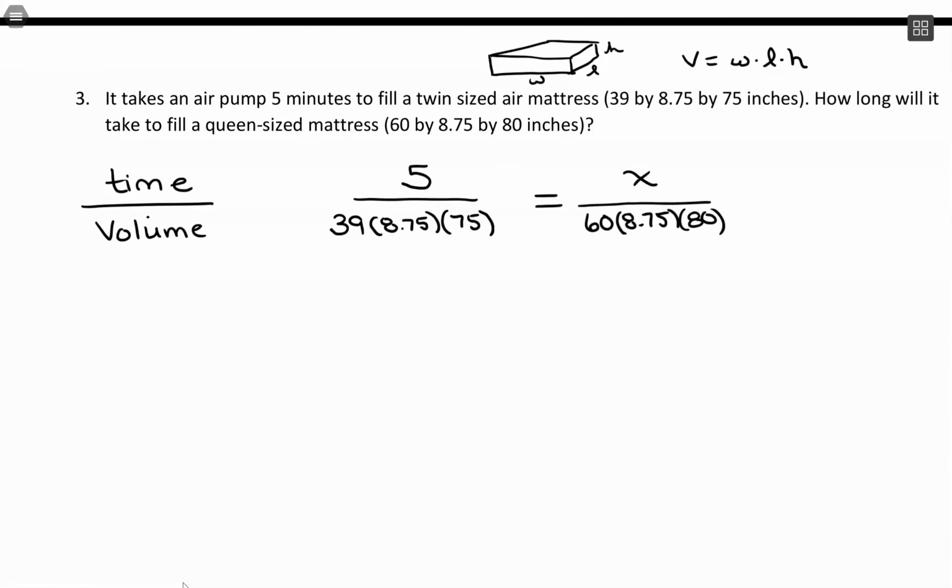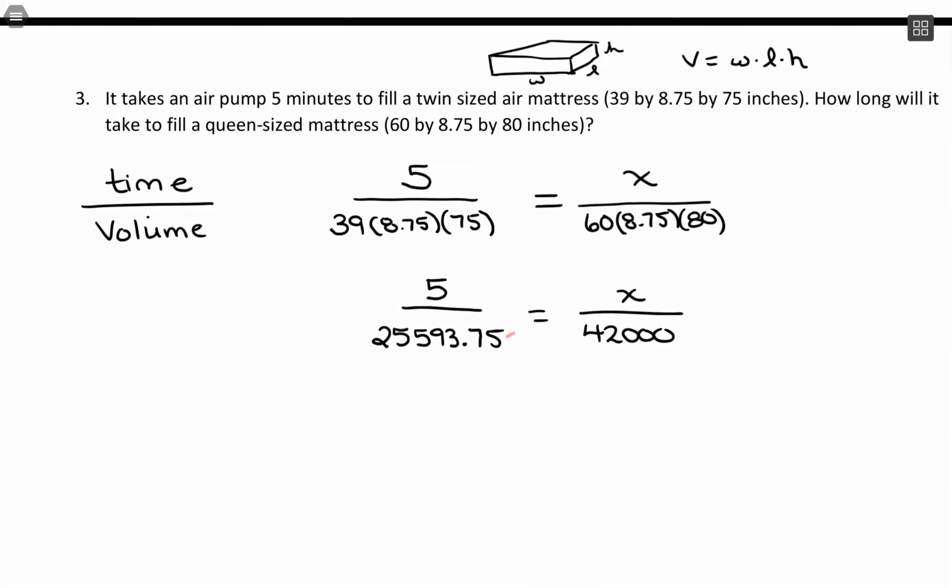Then, solving however we need to, we can cross multiply. However, all we really need to do is get rid of this denominator here. Let me take one step to simplify a little bit further. So 39 times 8.75 times 75 simplifies to 25,593.75. And 60 times 8.75 times 80 is 42,000.